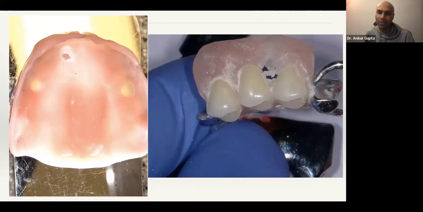In this case, this one right here, this was actually not a situation where my locator was too long. I actually placed my dental implant a little bit too far to the buccal in this particular case. And to be honest, I was too overzealous in trying to fit a locator and a metal housing in that particular denture.